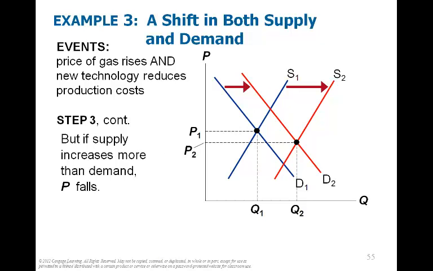However, if the supply increases more than the demand, then the price will fall. So here I've shown an example where the technological improvement is greater than the increase in the demand caused by higher gas prices. Well, in that case, the price is going to fall a little bit. So the increase in demand is tending to push the price up, but the increase in supply is tending to push the price down. The decrease in the price caused by the change in supply is greater than the increase in price caused by the change in demand. So on net, the price is going to fall a little bit. And if the increase in demand and increase in supply were equal in magnitude, then the price would remain unchanged.